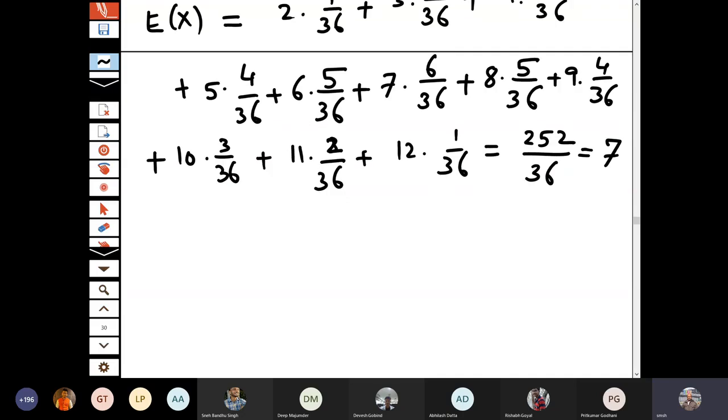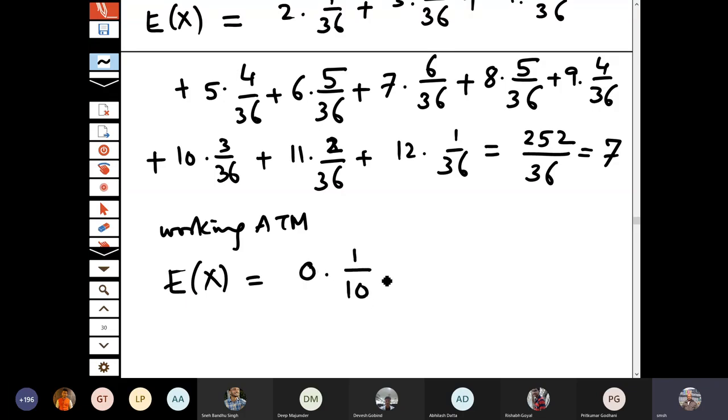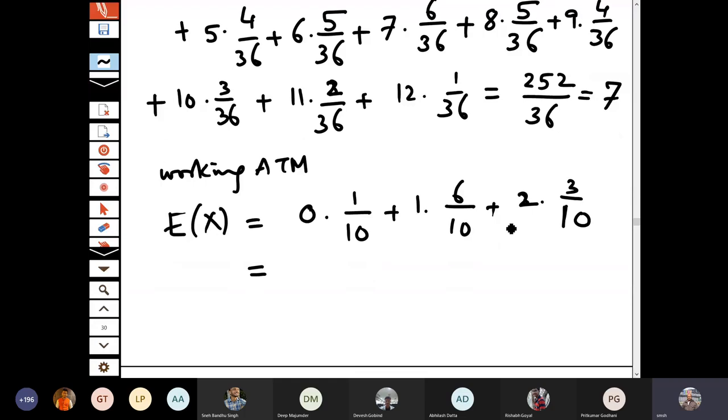So let us look at the other exercise. Say you had working ATMs. Okay. So what will be the expectation there? You had 0 with probability 1 by 10, you had 1 with probability 6 by 10, you had 2 with probability 3 by 10. So this is equal to 12 by 10, that is 6 by 5, that is 1.2.